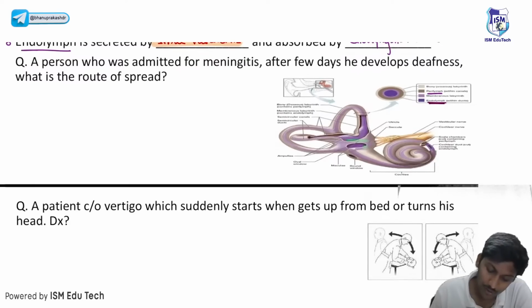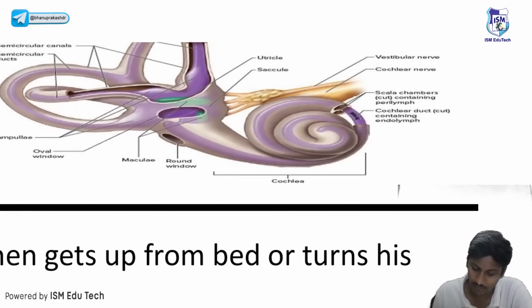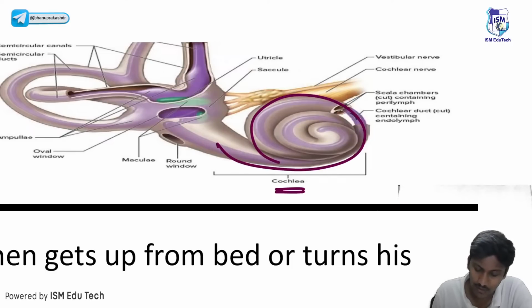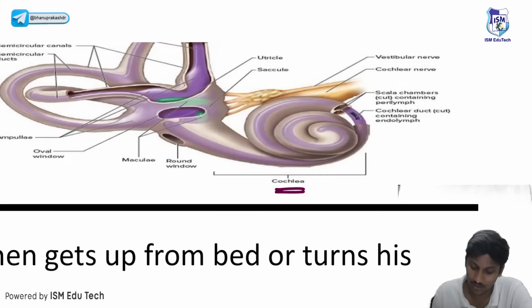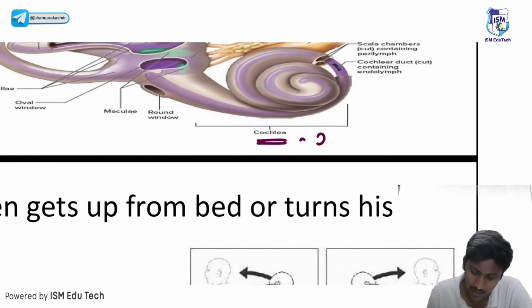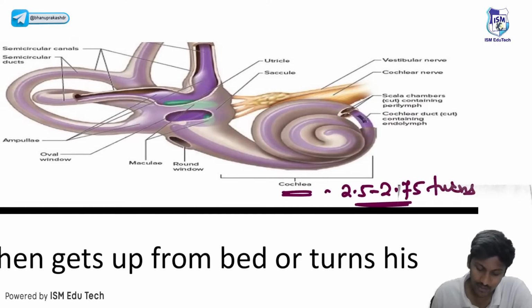Now, if I talk about this question, before that, just understand the anatomy once. Those who are having any issues with anatomy, so these are the various parts. The first part, as I've told you, is the cochlea, a snail-like structure made up of turns. How many turns are there in a cochlea? It is usually 2.5 to 2.75 turns.